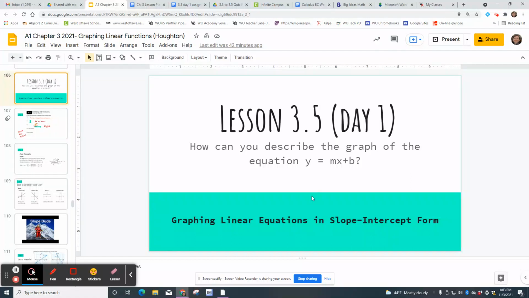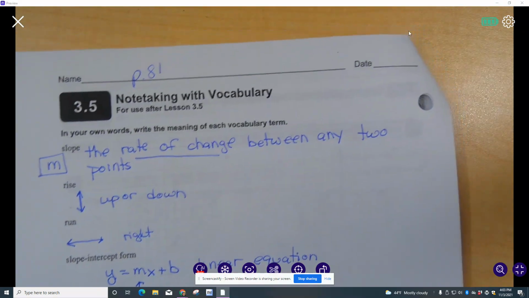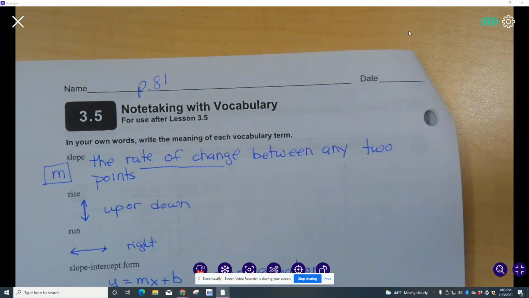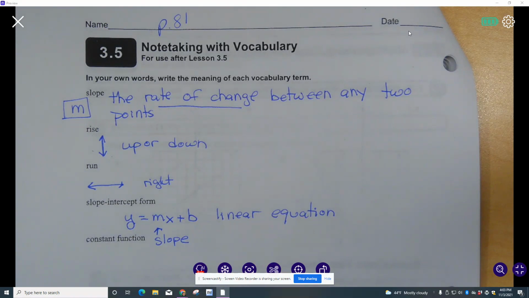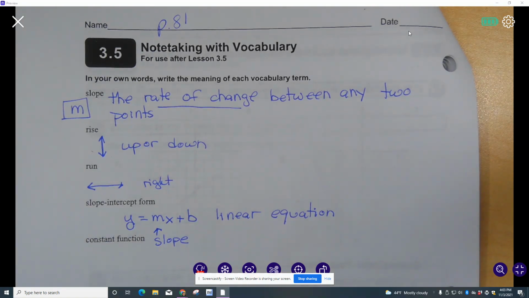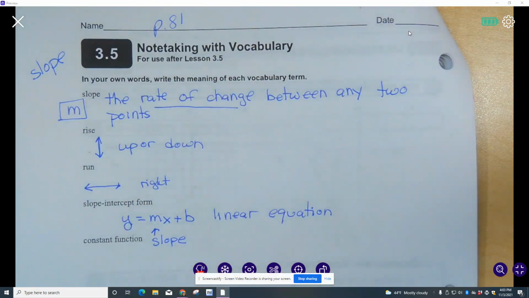Hi there. This is the video for the first part of the 3-5, section 3-5 notes. So in your student journal, you are going to begin on page 81. So we're starting off with some vocabulary, which I'm going to read through quickly. And what I need you to do is to pause your video and then write this vocabulary in your student journal on page 81. So section 3-5 is all about slope of a line.